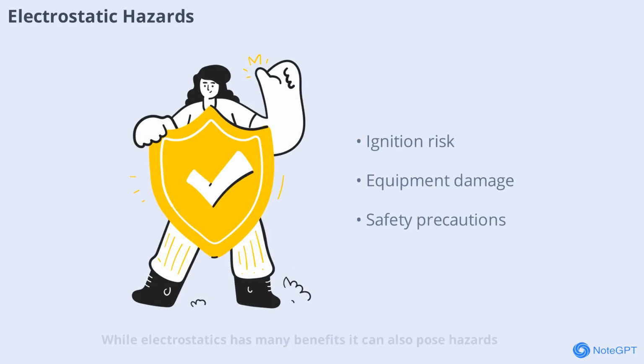While electrostatics has many benefits, it can also pose hazards. Static electricity can ignite flammable gases or damage sensitive electronic components. That's why industries take precautions such as grounding equipment and using anti-static materials to prevent dangerous discharges. Safety measures are essential wherever electrostatic charges might accumulate.